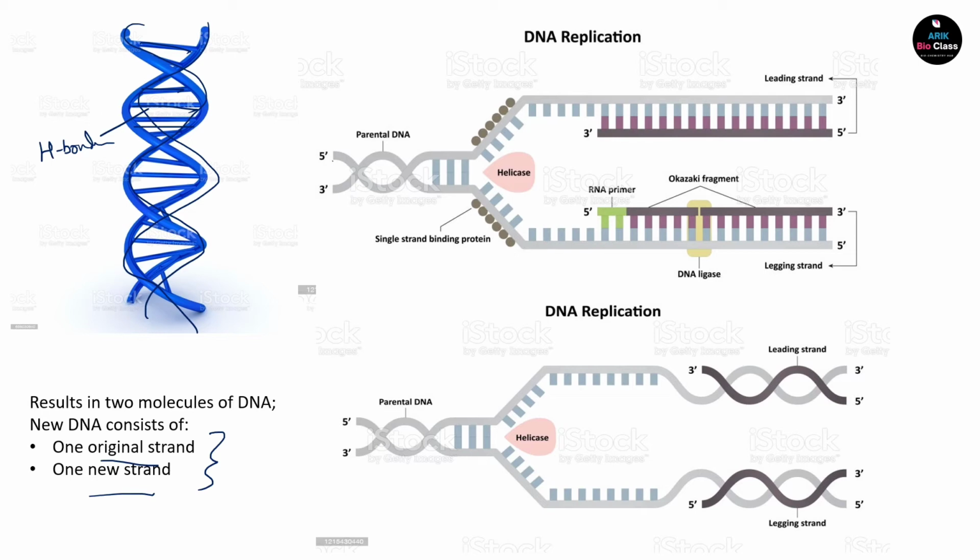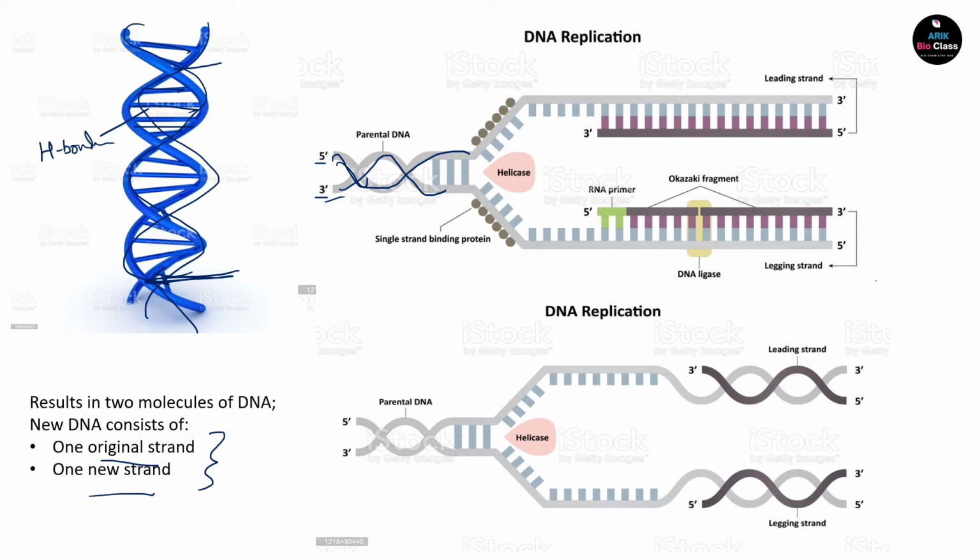See, this is your DNA helix. And we are aware that one strand is 5 prime to 3 prime, and another one is anti-parallel to this, so it will be 3 prime to 5 prime. Now look at how it will happen. This is your DNA helix. Suppose here there is the origin of replication. Origin of replication is nothing but a point from where the process of replication starts.